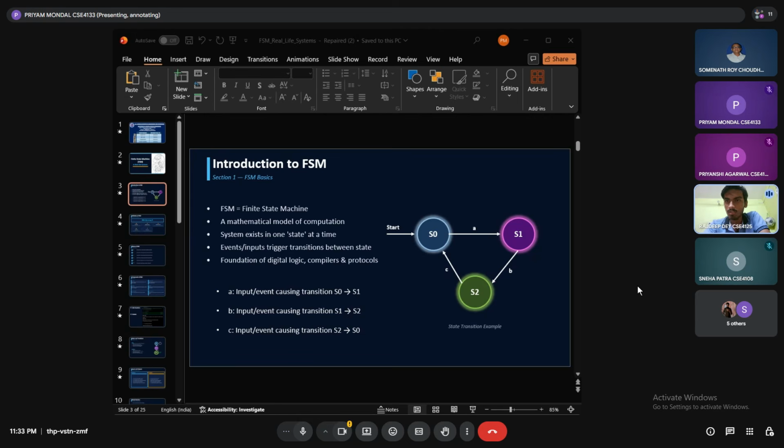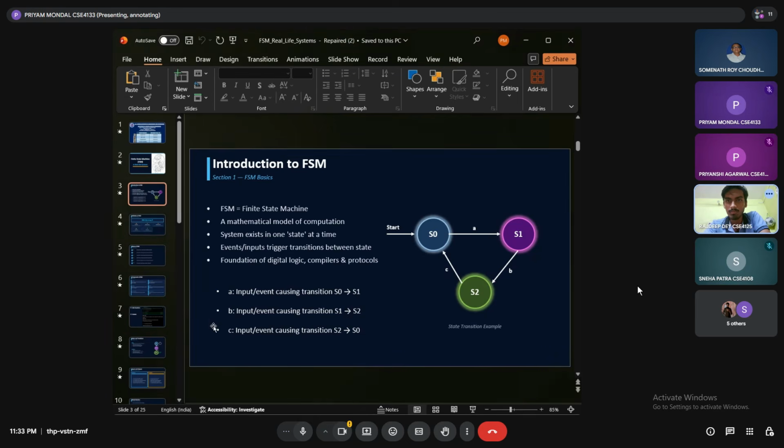So, introduction to FSM. What is a finite state machine? It is a mathematical model of computation where a system exists in exactly one state at any given time. Transitions between these states are triggered by external events or inputs. For example, in this diagram, input A causes a transition from state 0 to state 1. This logic is the foundation for digital logic, software compilers, and network protocols.